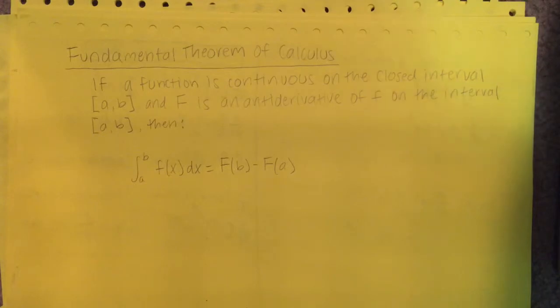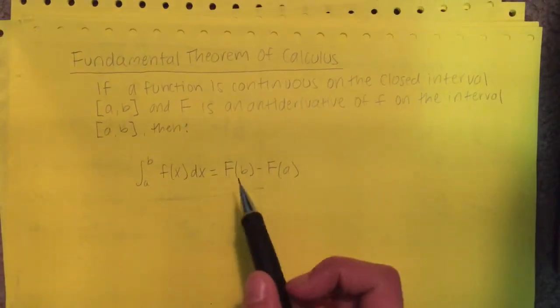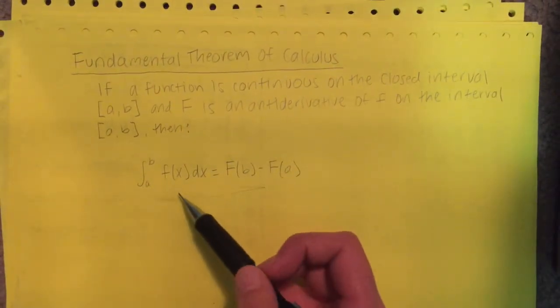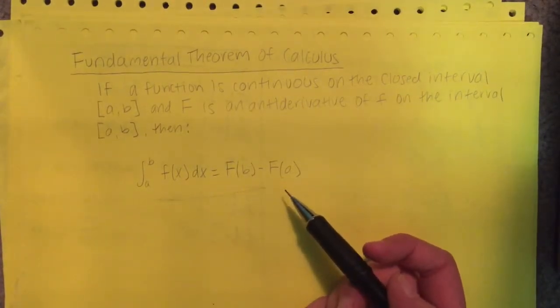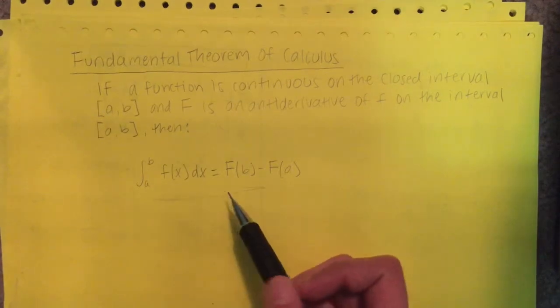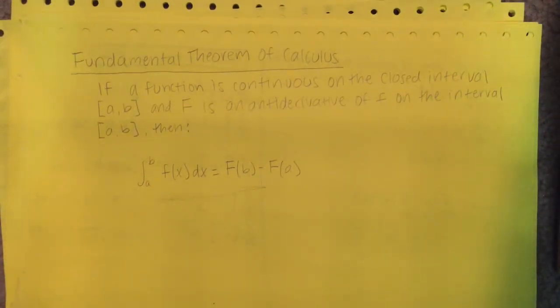Okay, so the first fundamental theorem of calculus states that if a function f is continuous on the closed interval a to b, and F is an antiderivative of f on the interval a to b, then this statement right here would be true. The integral from a to b of f of x dx equals F of b minus F of a. So this is really important. This is the formula you need to memorize or understand to use this fundamental theorem of calculus.